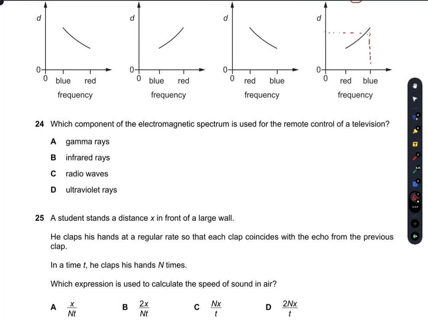Which component of the electromagnetic spectrum is used for the remote control of a television? Gamma rays, IR rays, radio waves and ultraviolet rays. Infrared rays are always used for remote control of a television, because gamma rays can be ionizing or non-ionizing. Radio waves have higher speed, so they are not needed. Ultraviolet rays can cause skin cancer, so IR rays are the safest. So B is your right answer.